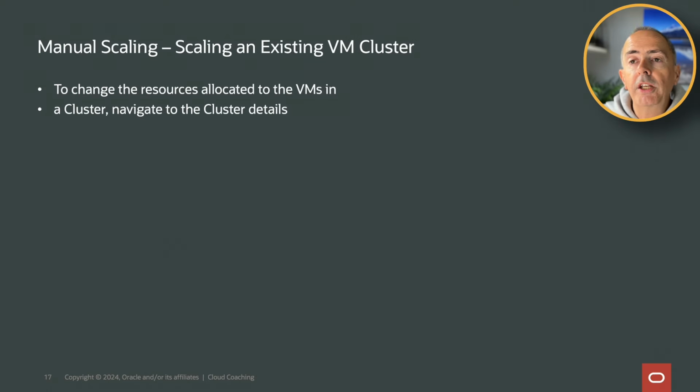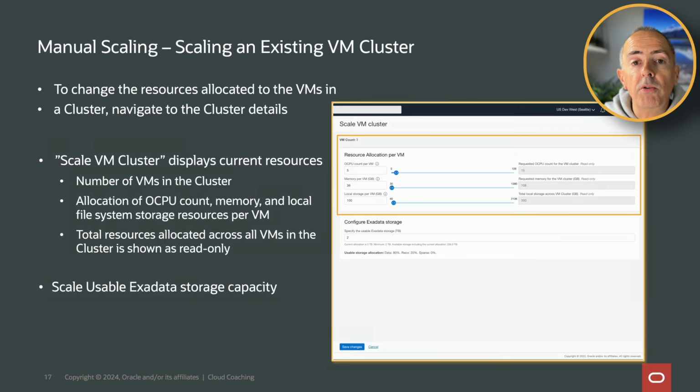So how do we change resources that are allocated to an existing VM? On the service console in your OCI tenancy, go to the cluster details and choose the option to scale the VM cluster. It will display the current resources, showing how many OCPUs, memory, and local storage, and you simply move the sliders along to what's required.